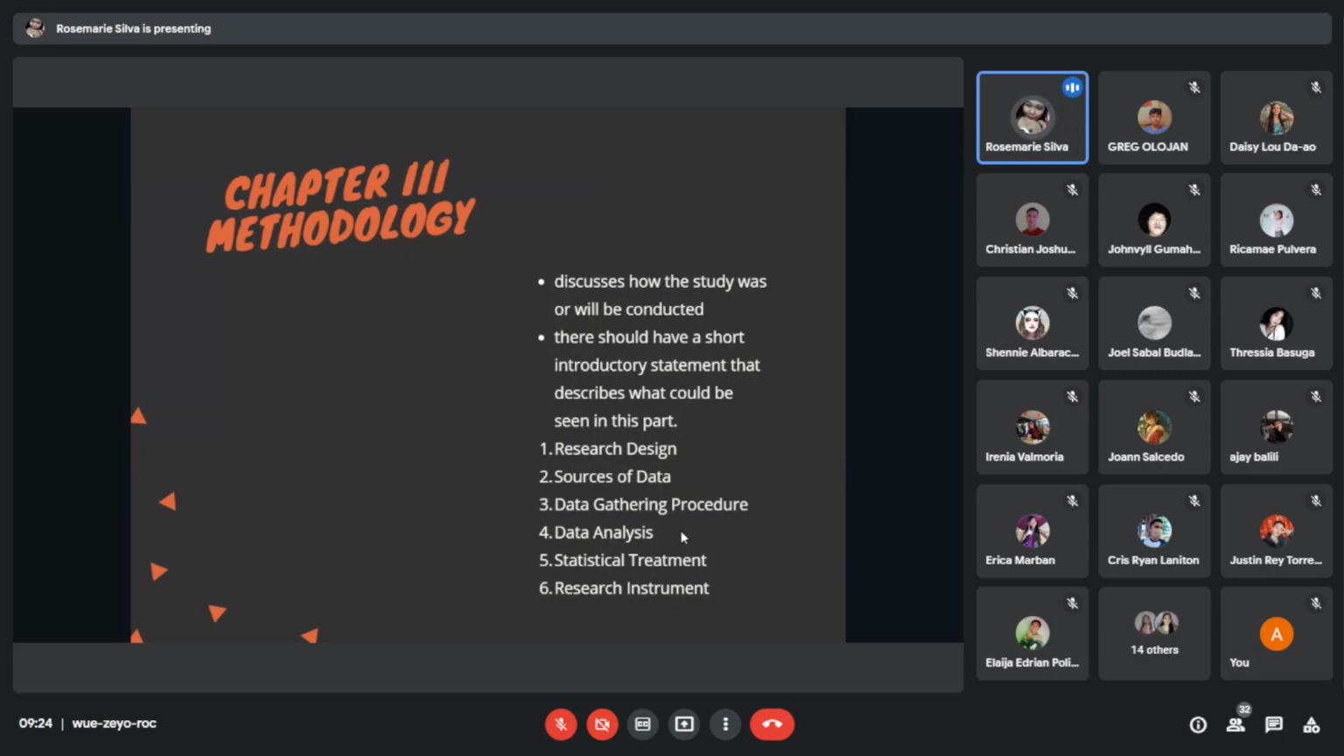Because if you still have to ask permission from other researchers to use a particular research instrument, it will take time. And if you make your own research instrument, it will also take time because you need to test and retest your questionnaire for its validity and reliability.